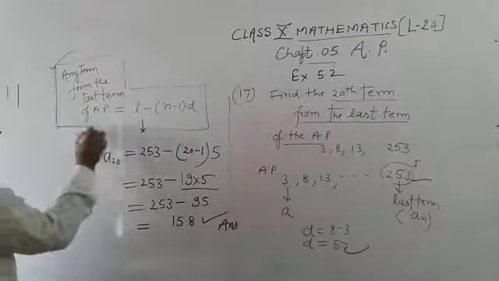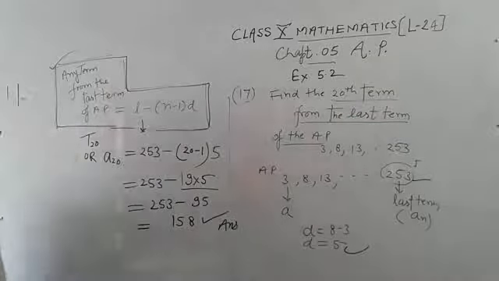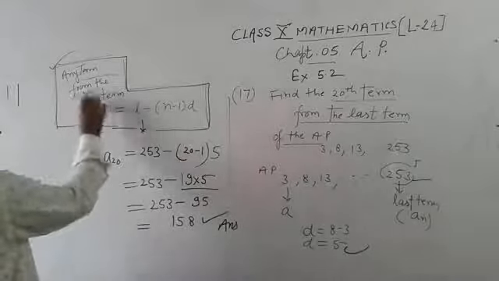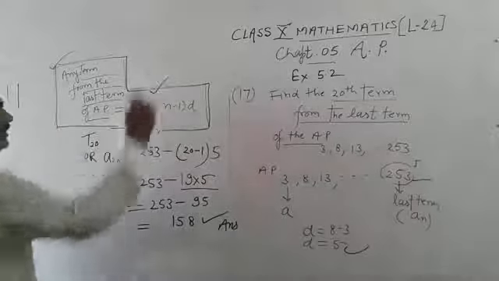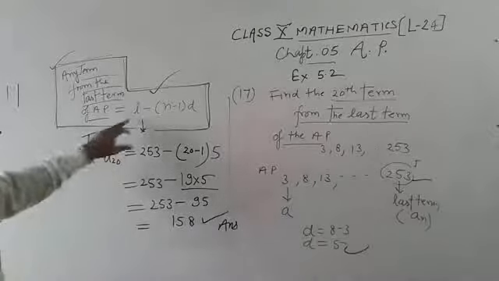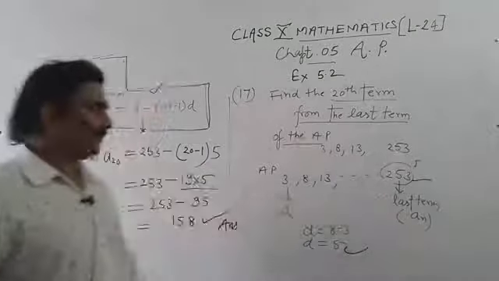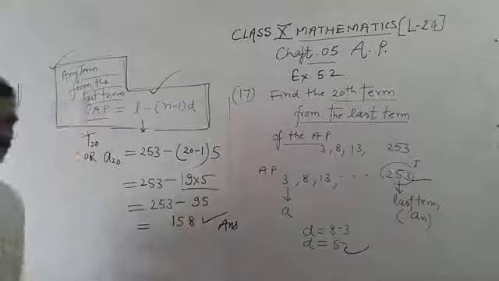If you want to find any term of an AP from the last term, then you should use this formula: L minus (n minus 1) into d, where L is the last term. Sometimes we call this term a_n. Okay students, then write the solution.